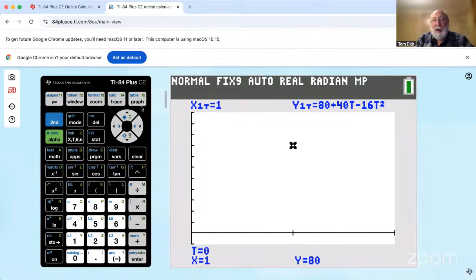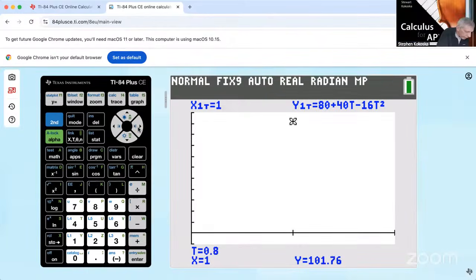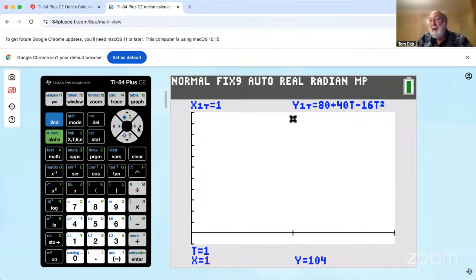If we actually trace, get this little crosshairs, we're seeing every tenth of a second the ball go up. And it kind of hits, let's see, I forget, where was that maximum value? The max was, I think, 105 feet, Tom. Yeah, at what time was it? It was at time 1.25. Okay, interesting. So I'm at time 0.8. Okay. It went up a little bit more. Oh, I'm at 104, 1.1, 1.2.